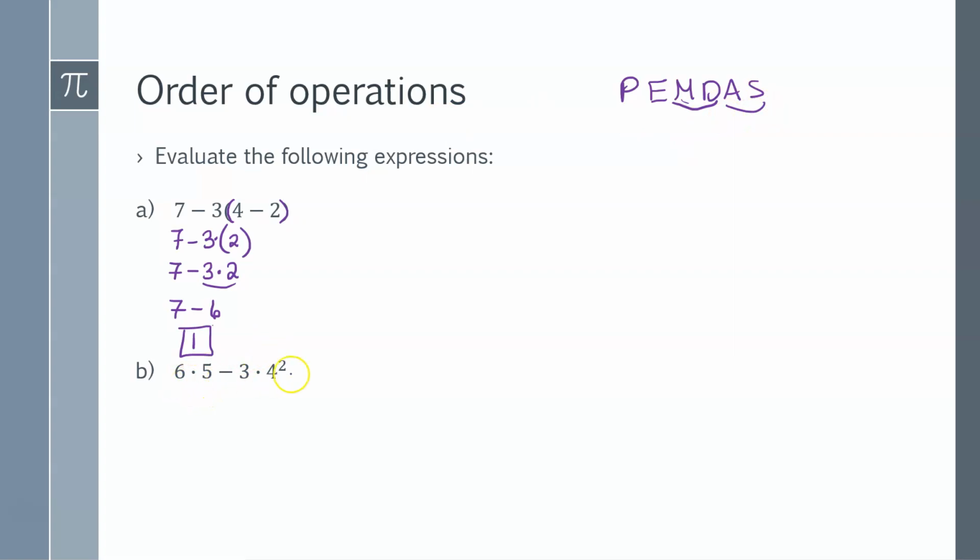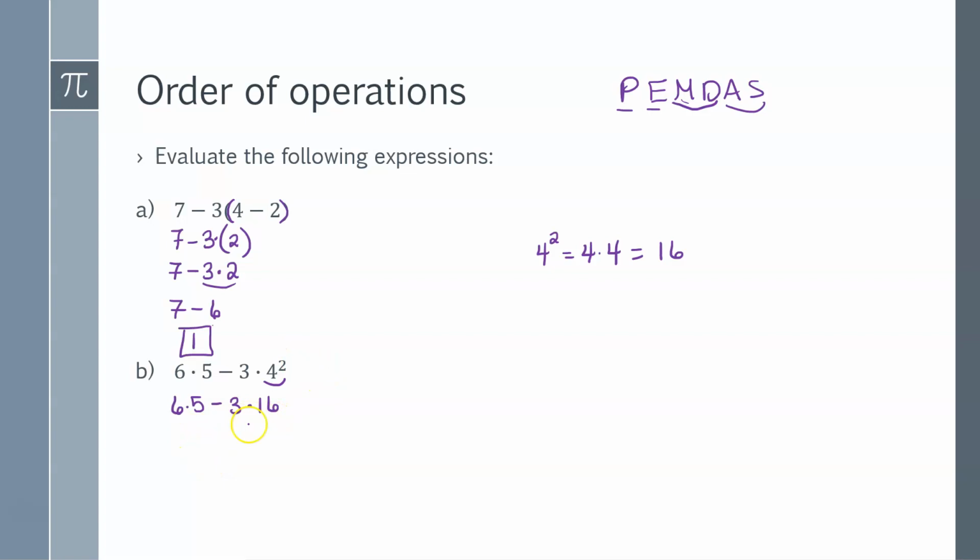So when we look through here, we don't see any parentheses, so we're going to skip that first step. Then we're going to move on to exponents. So I see an exponent here, 4 squared. Now as a little reminder, 4 squared is 4 times itself. Okay, so the base, or the big number, times itself, which will get us 16. So we have 6 times 5 minus 3 times 16.